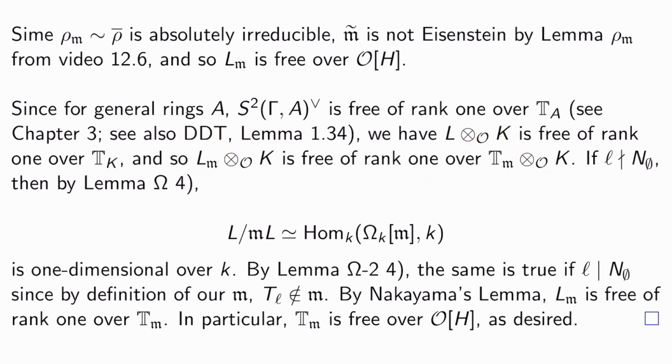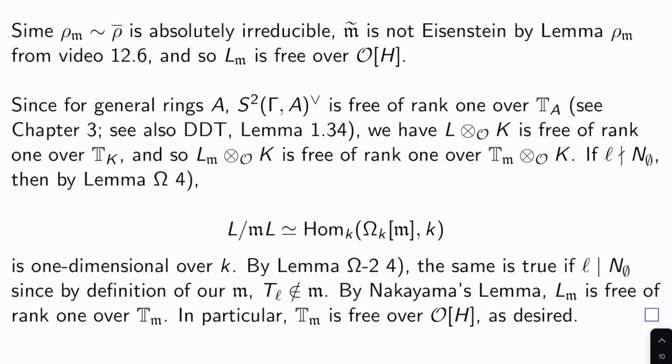Now, on the one hand, if l doesn't divide N sub empty set, then by part 4 of lemma omega, L mod frac m L is isomorphic to K homomorphisms from omega sub K bracket frac m to K. This has to be one-dimensional over little k by that lemma. By part 4 of lemma omega dash 2, the same thing is incidentally true if l does divide N sub sigma, and so N sub empty set, excuse me. So whether or not l divides N sub empty set, L mod m L is one-dimensional over K.